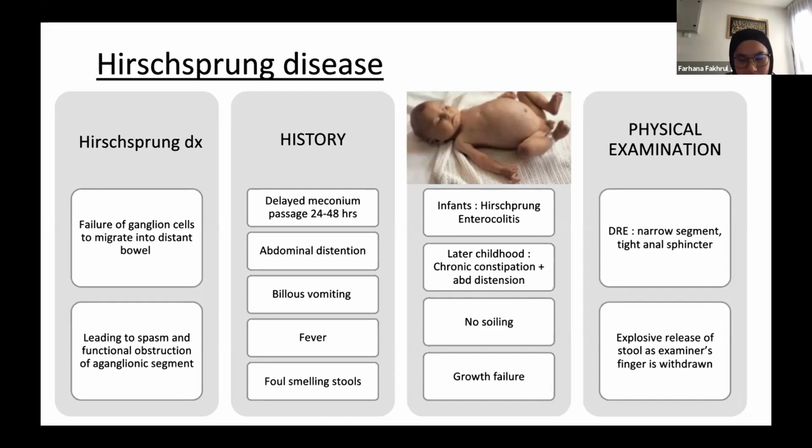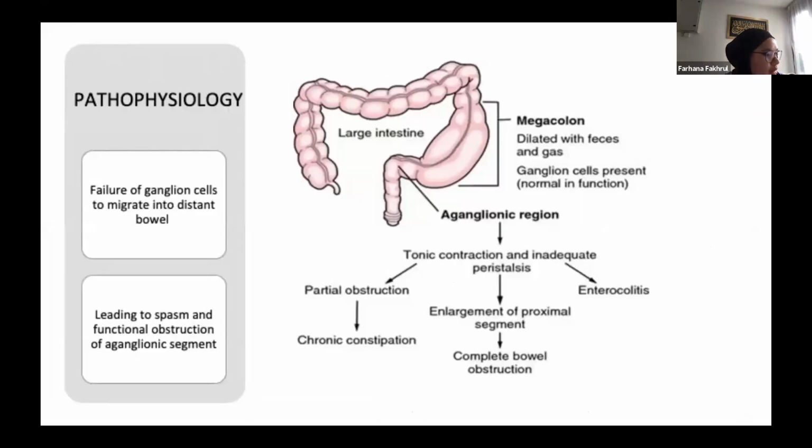So in physical examination, there can be a narrow segment or a tight anal sphincter during digital rectal examination, and there can be an explosive release of the stool as the examiner's finger is withdrawn. All right. Okay, so for the next slide, I'll be talking about the pathophysiology.